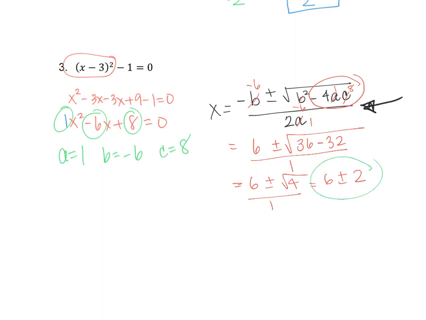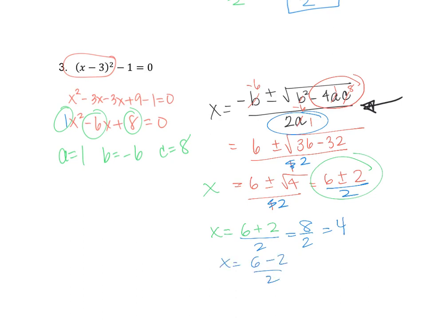Now we should make sure we simplify this. Oops, I messed up on a part. Let me go back for 1 second. I just noticed I had forgotten to multiply the bottom. So this shouldn't be 1, this should be 2. So actually divide by 2. So 6 plus or minus 2 would be 6 plus 2 over 2, which is 8 over 2, which is 4. And then we also get 6 minus 2 over 2, which is 4 over 2, which is just 2.